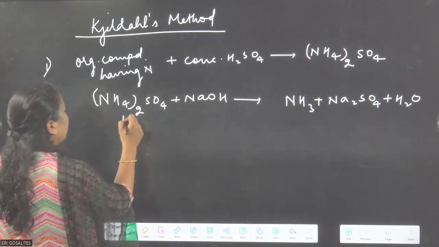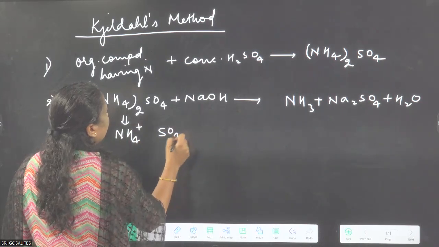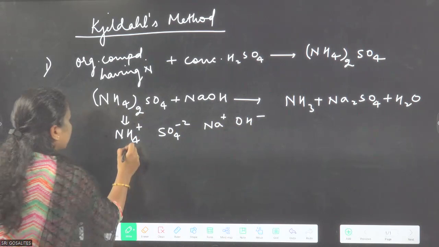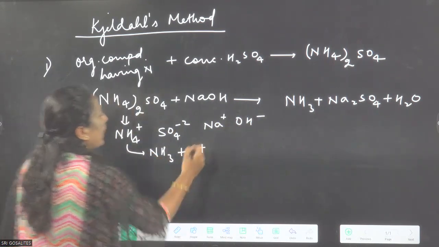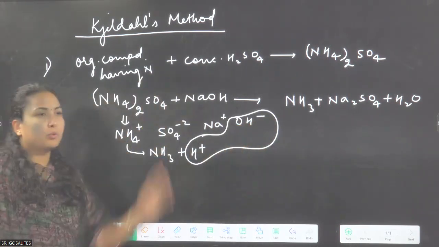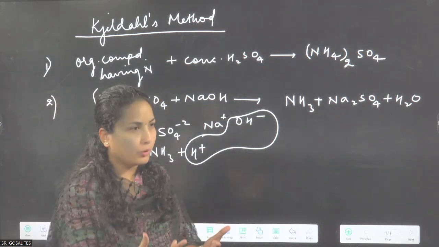Because you can easily write this as NH4+ and SO4 2-. And this is Na+ and OH-. So this can further be written as ammonia plus H+, right? So you are having this H+ and OH- as water, Na2SO4 and ammonia, right? So nitrogen got liberated in the form of ammonia, right?